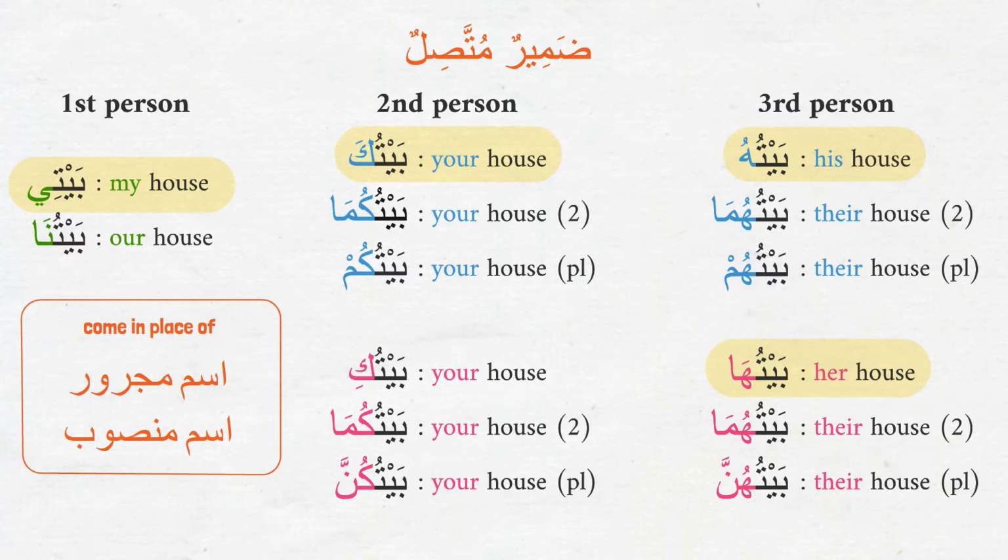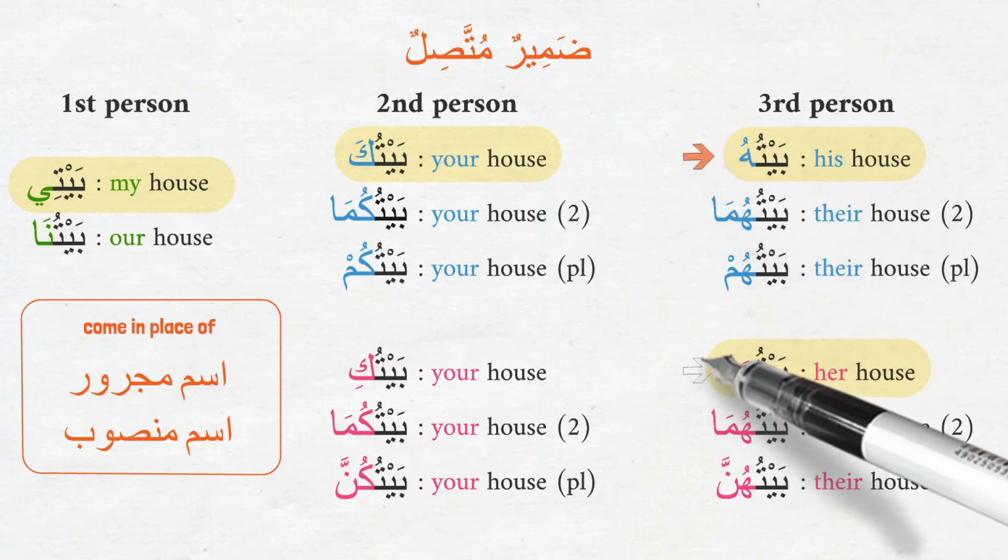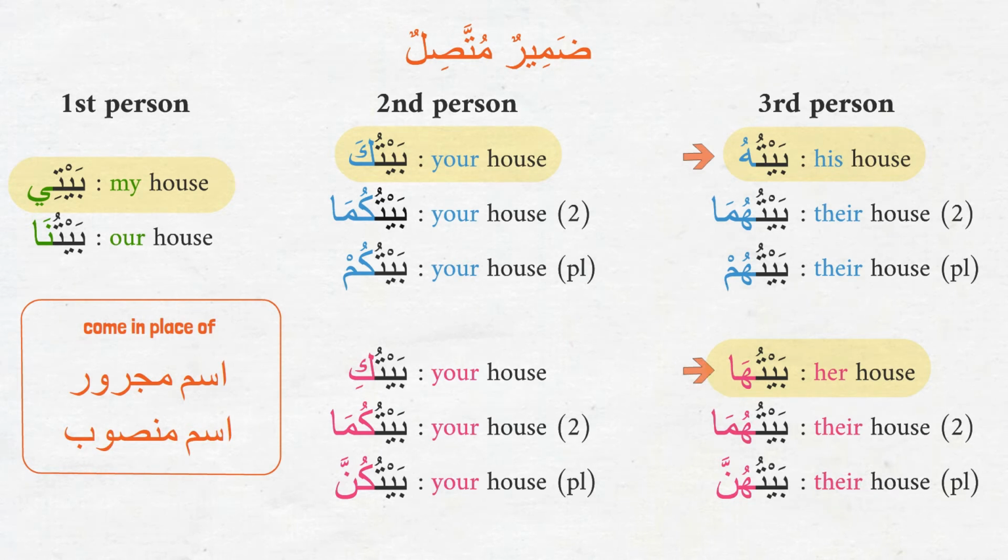Let's practice with the first 2 of the 4, which are the dhomeer hu, as in Baytuhu, and the dhomeer ha, as in Baytuha.